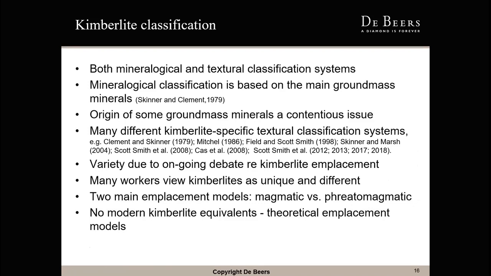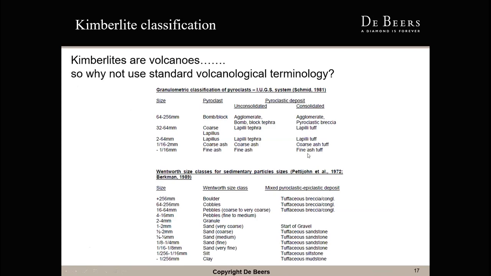So basically, we said that there's ongoing debate around the kimberlite emplacement, and as a result of that uncertainty, there's a lot of different and diverging opinions on some of these classification techniques. There are basically two main emplacement models, the magmatic versus the phreatomagmatic, and we'll have a look at each of them individually quickly, just to set the scene. However, before we get there, essentially kimberlites are really volcanoes.